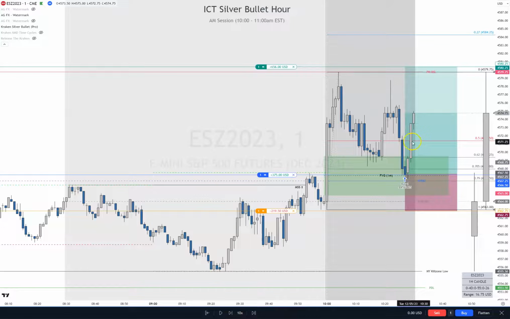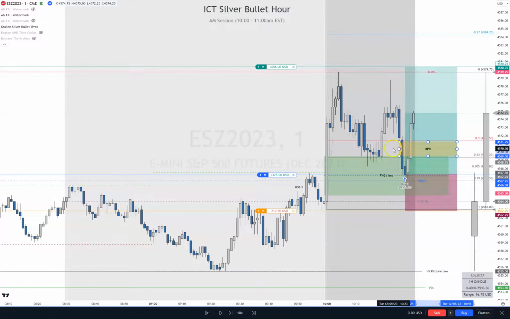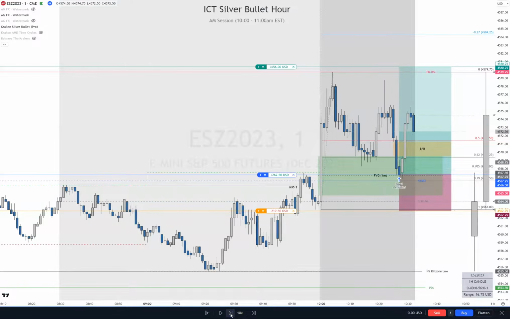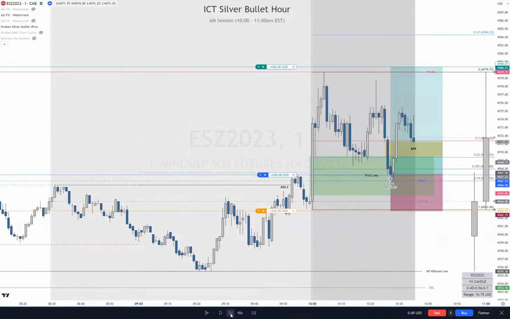Okay, so I see this area right here as a balanced price range, BPR. Why? Well, you've got a fair value gap overlapping a fair value gap, right? This is balanced, just from that wick to this wick. I wouldn't want to see price go back into that. So am I going to move my stop up? No, I just want to see, as I'm trading, how that's reacting, if it's being reacted to. It's being respected. See, there's absolutely no reason to go into that.